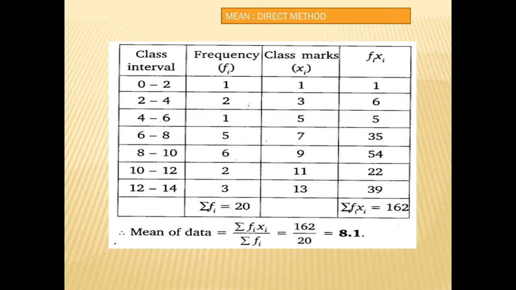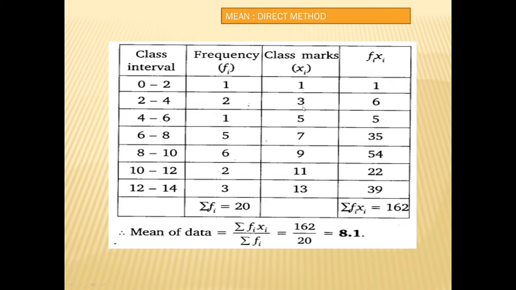Now here we can see the mean in the direct method. The class intervals and frequencies are both given by the problem itself. After that, you are supposed to calculate the class marks. You can calculate the class marks by the formula (upper limit plus lower limit) by 2 in the class interval. The right side one is called the upper limit, and the left side one is called the lower limit. So (upper limit plus lower limit) by 2 gives 1, and later on go on adding 2.